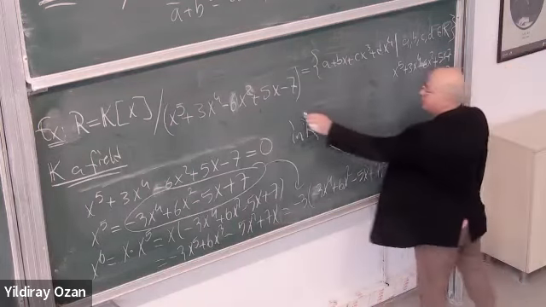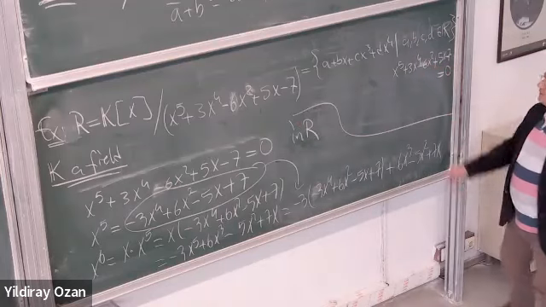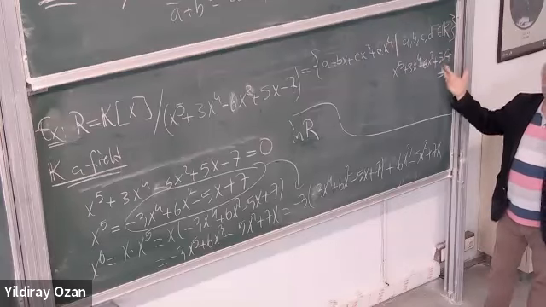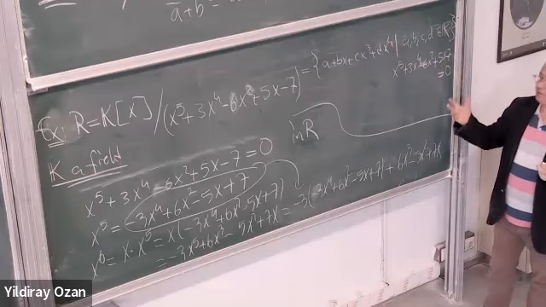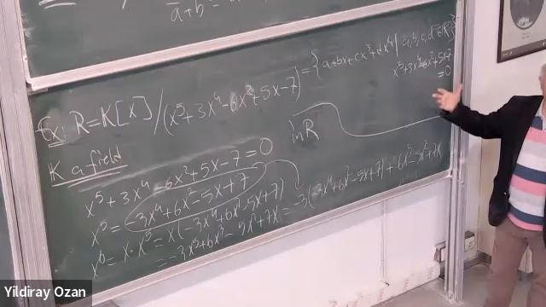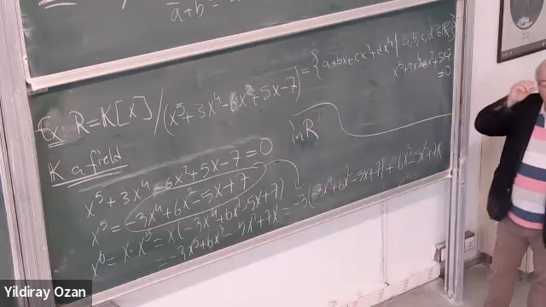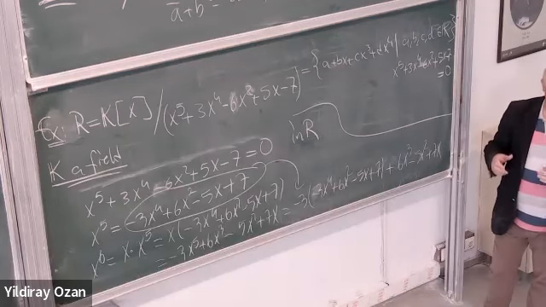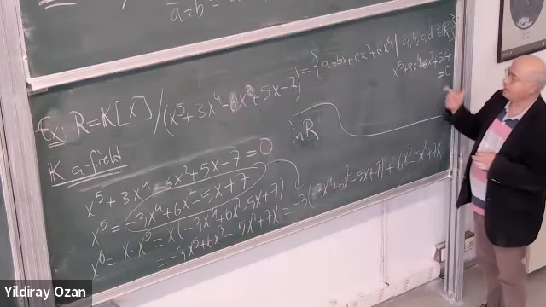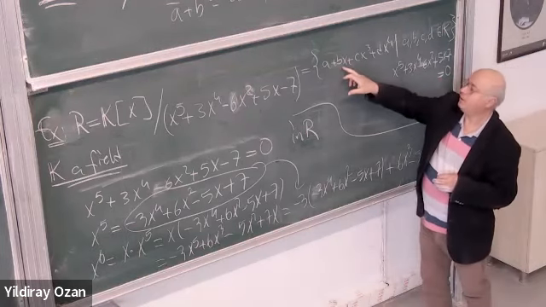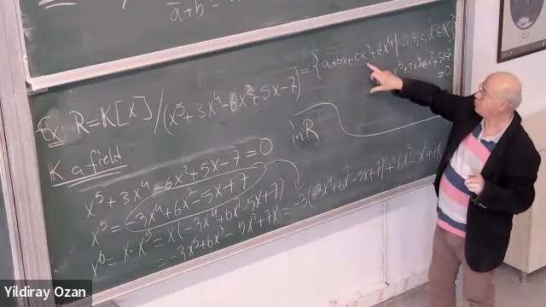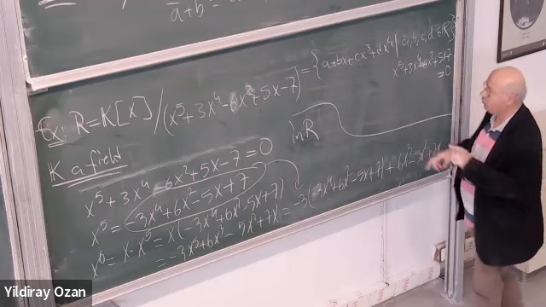Well, actually, you see, since A, B, C, D are in the field, we have field coefficients. We may consider this ring also as a vector space, right? Because A, B, C, D are field elements, and every element is a combination of 1, x, x squared, x cubed, and x4.